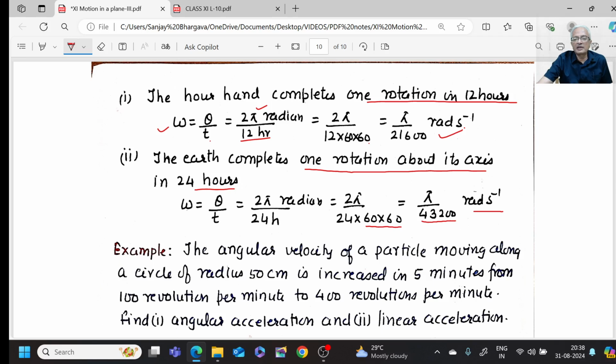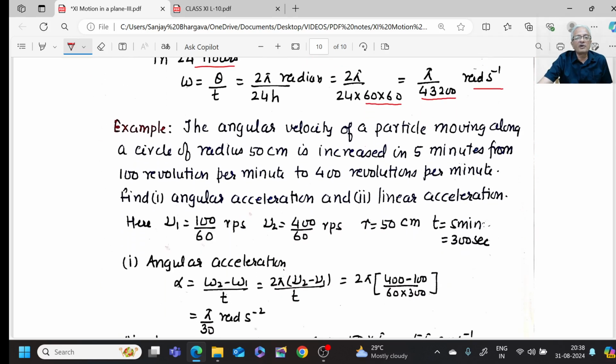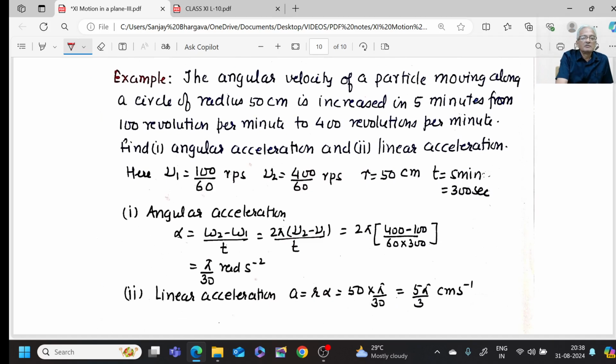Let us pick up another example. The angular velocity of a particle moving along a circle of radius 50 centimeter is increased in 5 minutes from 100 revolutions per minute to 400 revolutions per minute. Find the angular acceleration and linear acceleration.